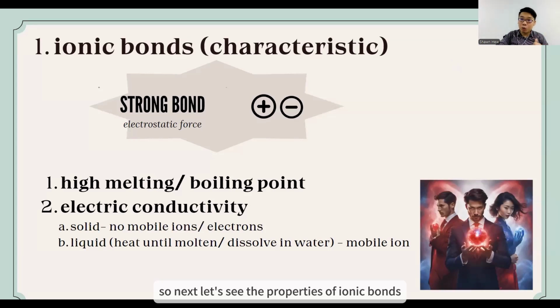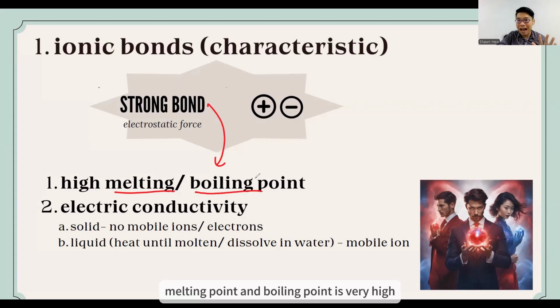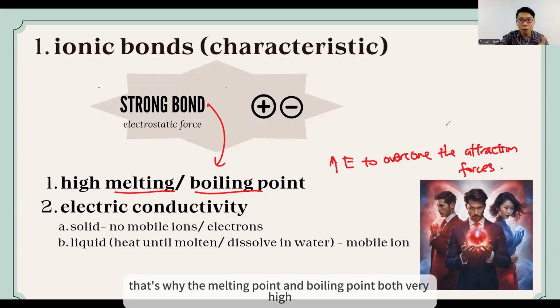Next, let's see the properties of ionic bonds. Because it's a very strong bond, which is the electrostatic forces between the positive ion and negative ion, this strong bond causes the melting point and boiling point to be very high, because we need a very high amount of energy to overcome the attraction forces. That's why the melting point and boiling point are both very high.